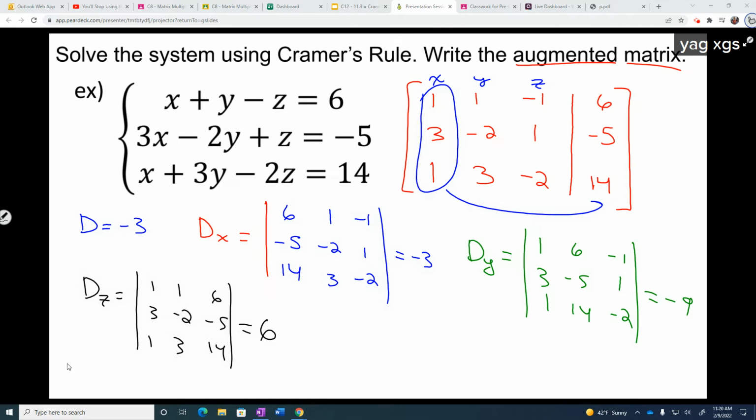So we get 6 is what I got. And these all seem to divide pretty evenly, so that's good. Now we're going to write out our answers. X is dx over d, -3 over -3. That's 1. Y is -9 over -3. Just 3. And z is 6 over -3. -2. So write our answer. It's called an ordered triple. 1, 3, -2.